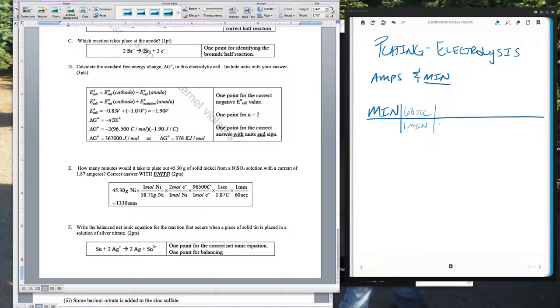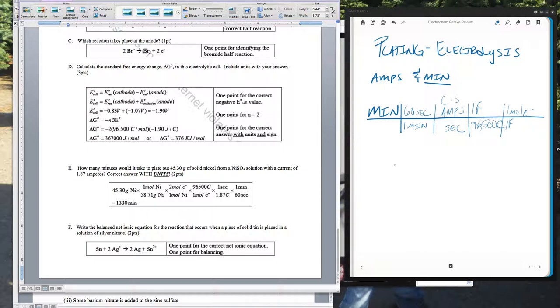So what you're going to have is, I'm blanking all of a sudden, I'm sorry. So you have the amps on top, because you're trying to get to amps. So you would have the seconds on the bottom. Okay. And then because you're doing the amps, amps are coulombs over seconds. You've got to put your 96,500 coulombs on the bottom down here. And that's equal to 1 Faraday. And then 1 Faraday is 1 mole of electrons.